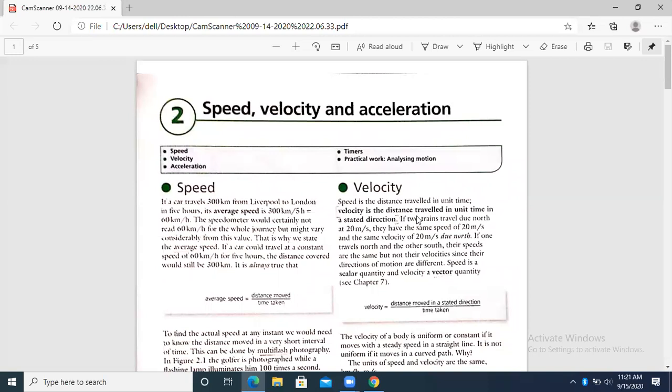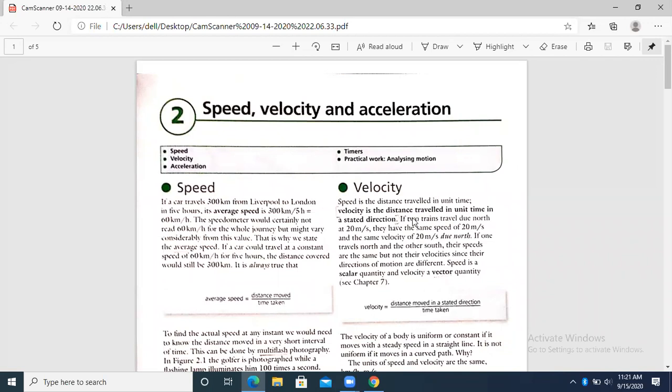That is the difference between speed and velocity. Speed means we want to consider only the distance and time. But in the case of velocity, you want to consider the direction also.